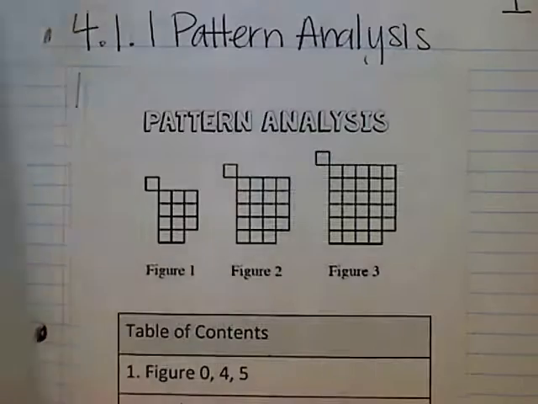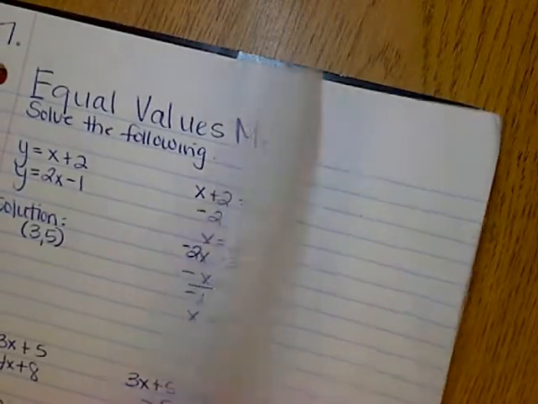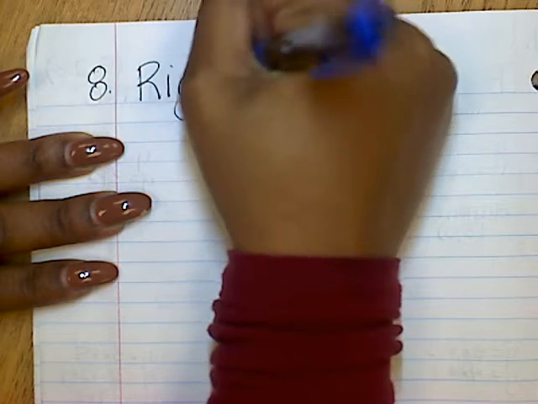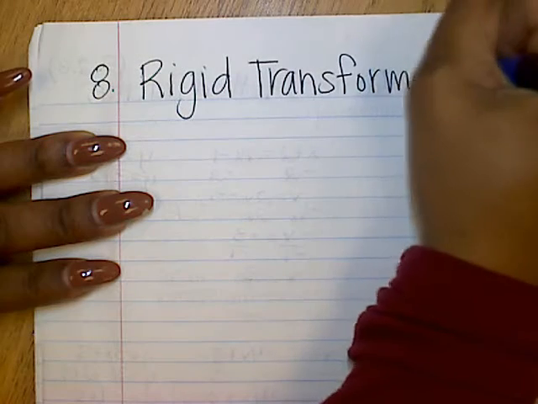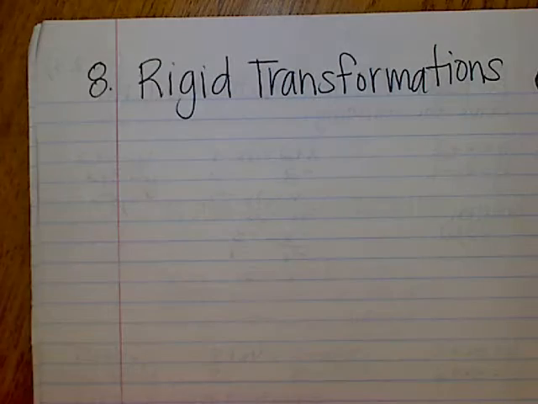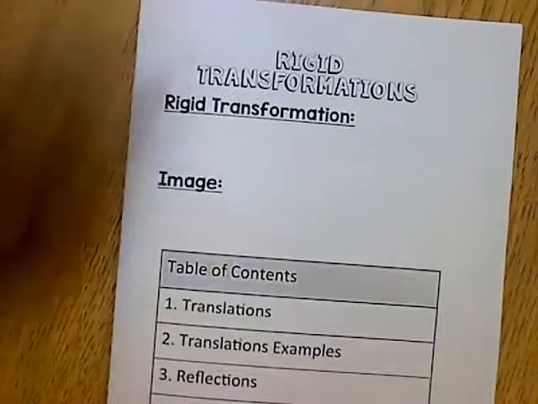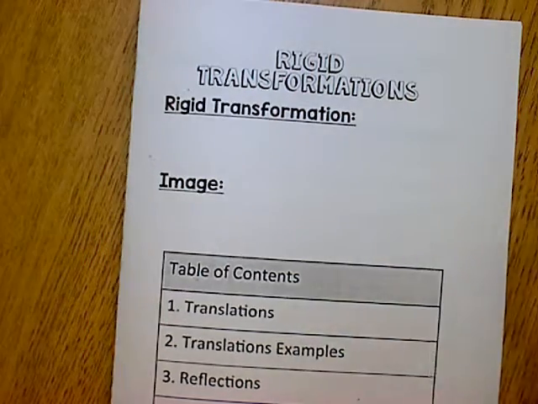So you're just going to go to page 8, and you're just going to put your title. And after day 3, you will actually glue this in right here. So I'm just going to move this for now because we're not gluing it in yet. And so today we're just going to be looking at the definition of rigid transformations and the definition of image, and then we're going to actually practice translations and some examples of translations.